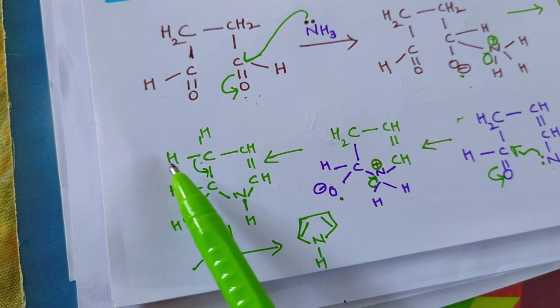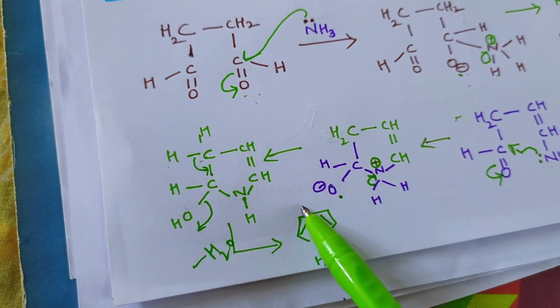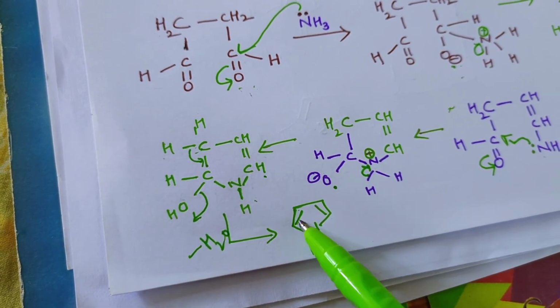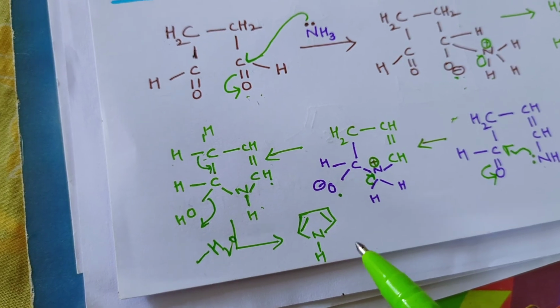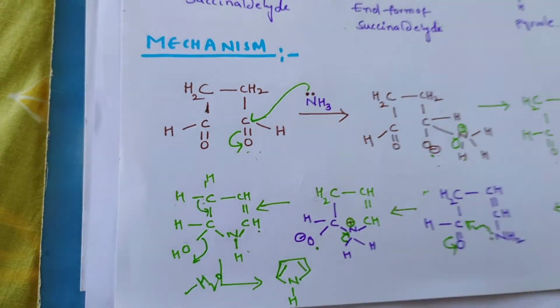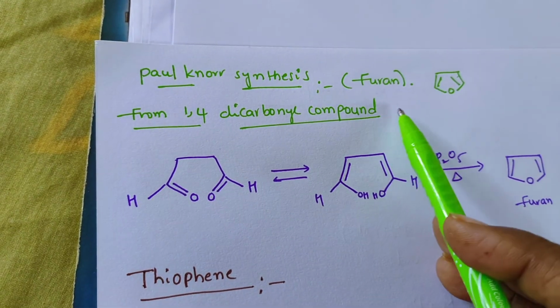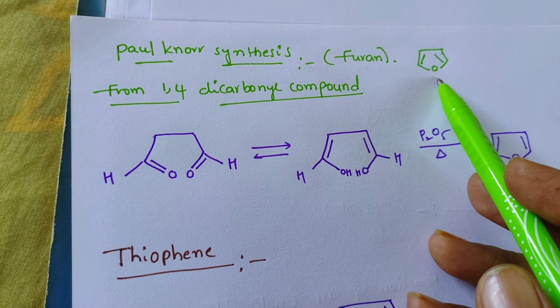So here CH, carbons 1, 2, 3, 4 and 1 nitrogen. This is the pyrrole structure. And next, synthesis of furan. This is the structure of furan.